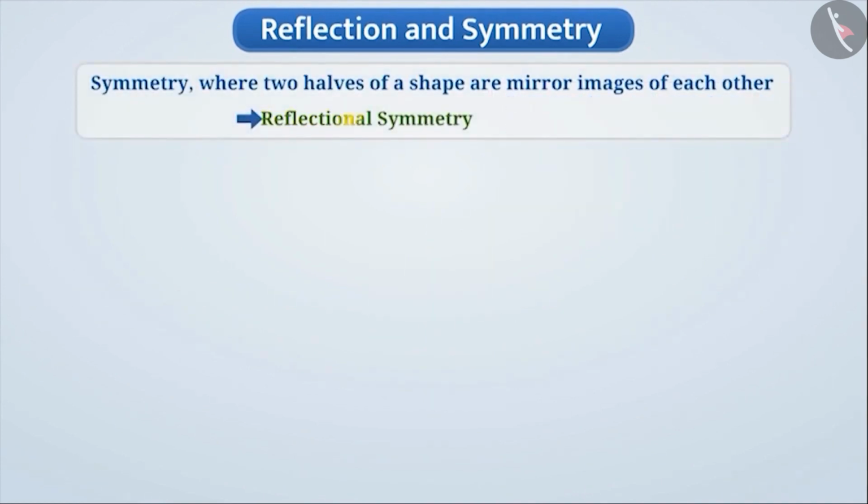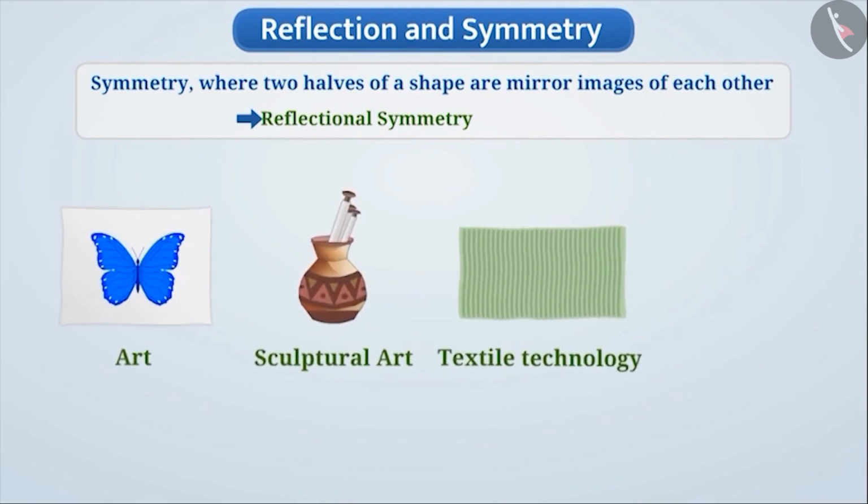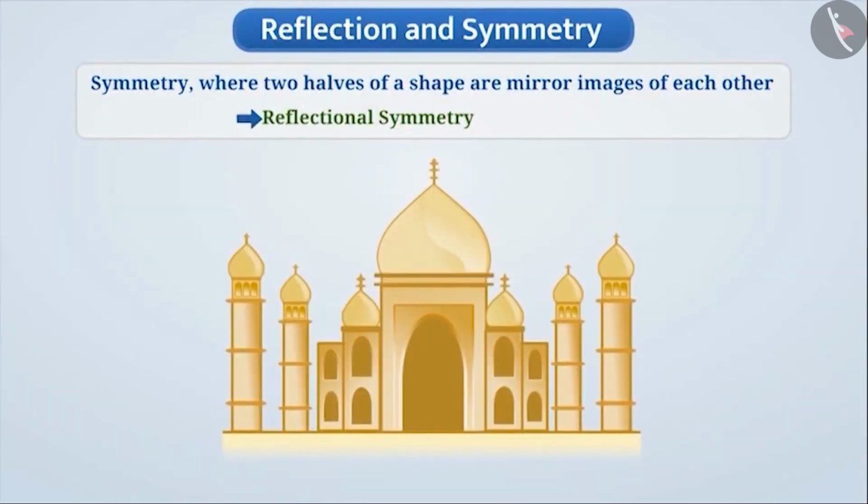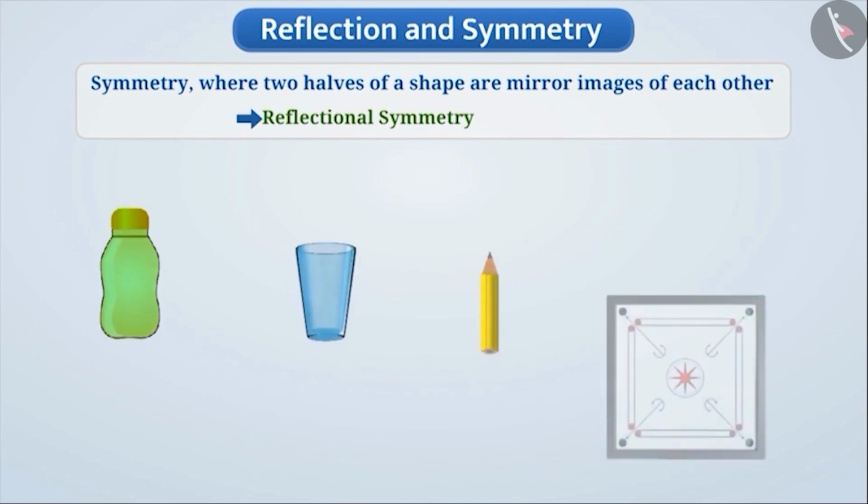In our everyday life, reflection symmetry has proved to be useful in many fields such as art, sculptural art, textile technology, design creations, architecture, etc. Let us understand this with some examples. The Taj Mahal is a famous example of architecture. In this, we see the use of reflection symmetry.